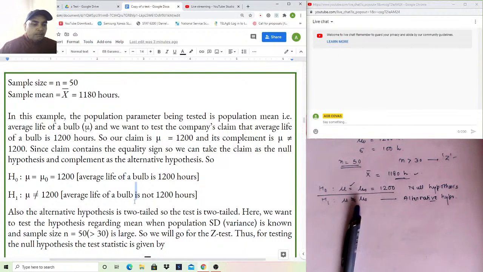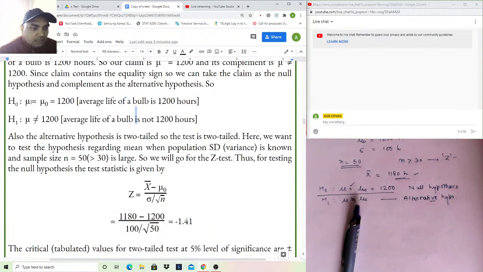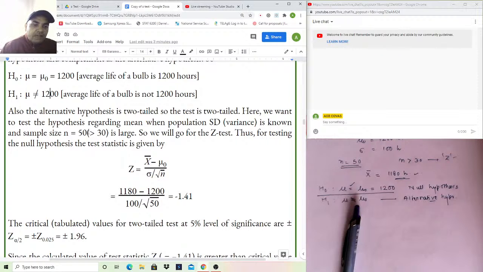So here it is written that mu is equal to mu naught, meaning the average life of the bulb is 1200 hours, whereas the alternative hypothesis is that the mean is not equal to 1200, that is, the average life of the bulb is not 1200 hours. Also, the alternative hypothesis is two-tailed. Because we are using a two-tail test, the equality sign is there, it is not greater than or equal to, and the company is not claiming anything more, so that is what we will take up.